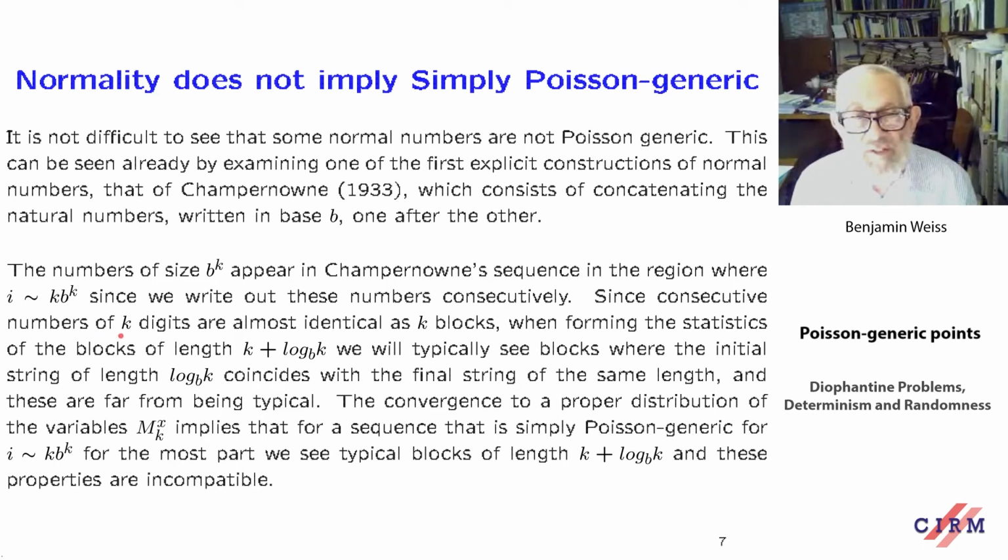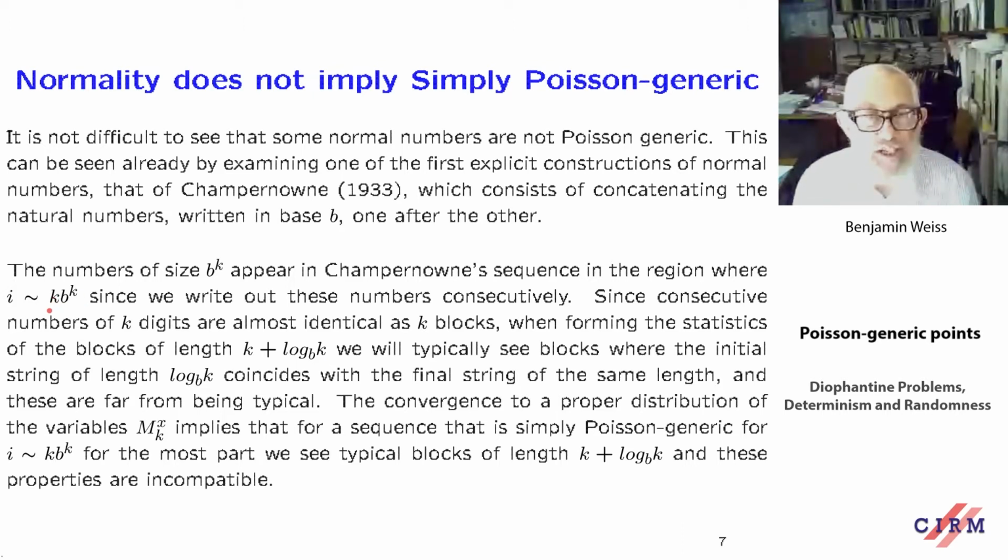This is because you're writing them out one after the other, and each one takes k digits. Since consecutive numbers of k digits are almost identical as k blocks, you change the low digits, the digits on the right, very slowly, so there are very long repetitions. When you form the statistics of blocks of length k plus log_b k, this is what we should be checking when we're out at k b to the k.